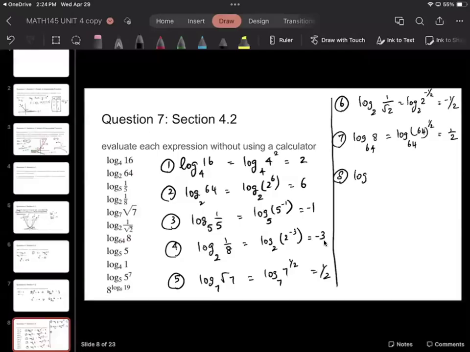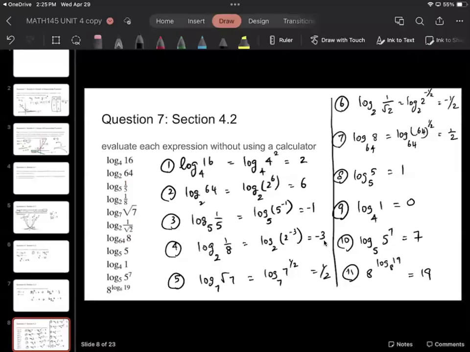Then log 5 base 5 is just 1. Any number to its own base is 1. Then log 4 of 1. Log of 1 in any base is always 0 because 4 to the power of 0 is 1. Then log base 5 of 5 to the power of 7 is 7. And then 8 to the power of log 19 to base 8 is 19. So the 8 and the 8 get cancelled away, right? Neutralized.